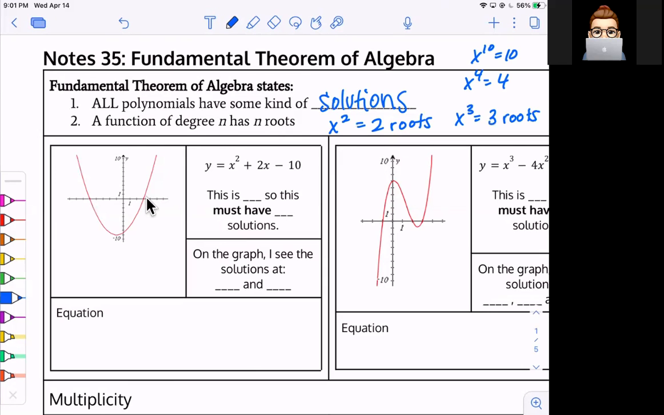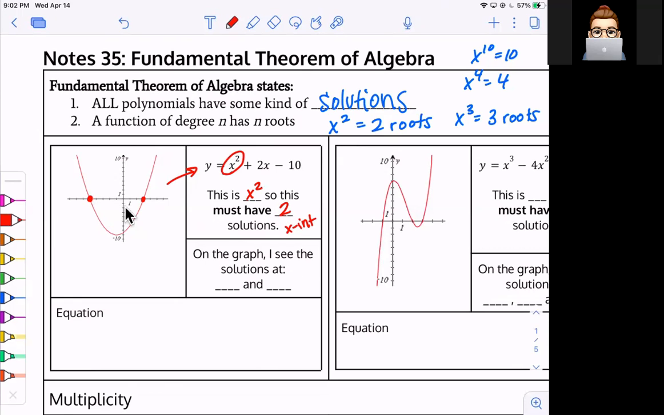All right, so this graph here, this red one that we see here, is the equation y equals x squared plus 2x minus 10. So the degree, the biggest exponent, is x squared, right? So it must have 2 solutions. Remember, solutions are the x-intercepts. It's where it touches the x-axis. So I have one right here and right here. So that's good. It says it must have 2 solutions.